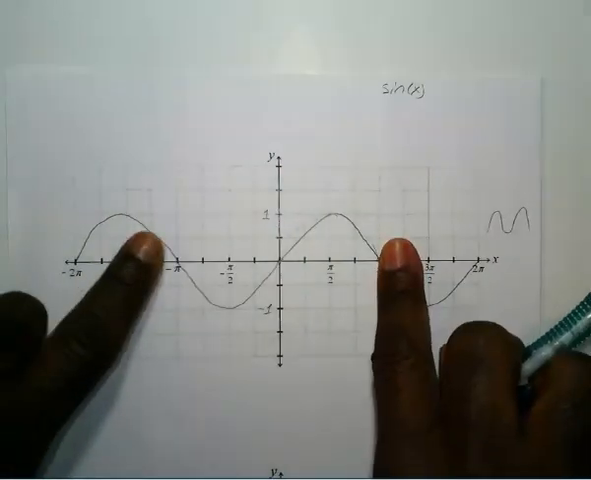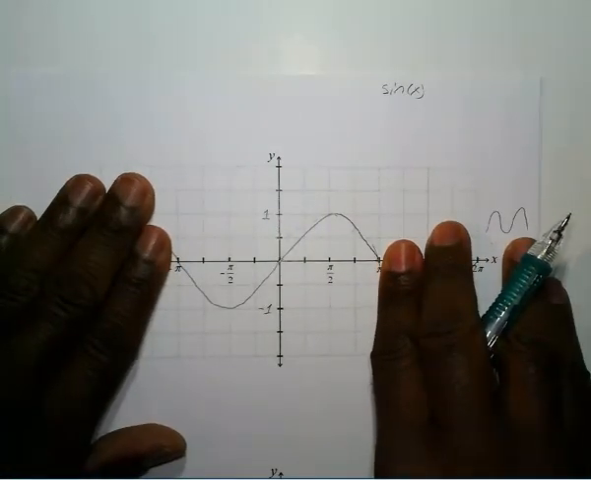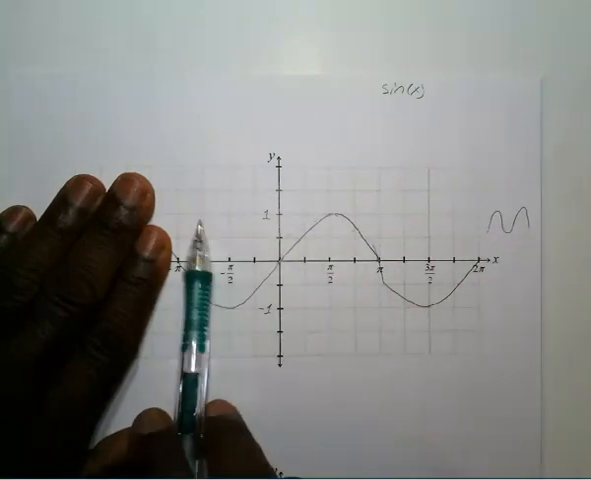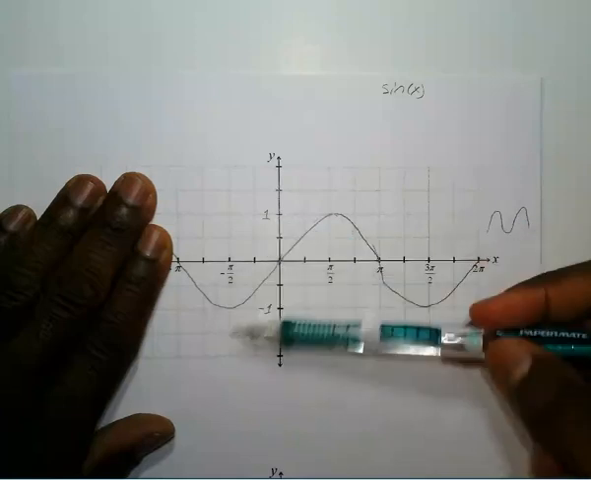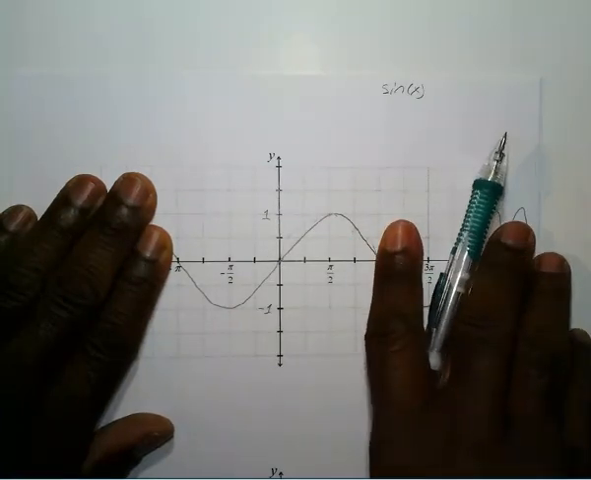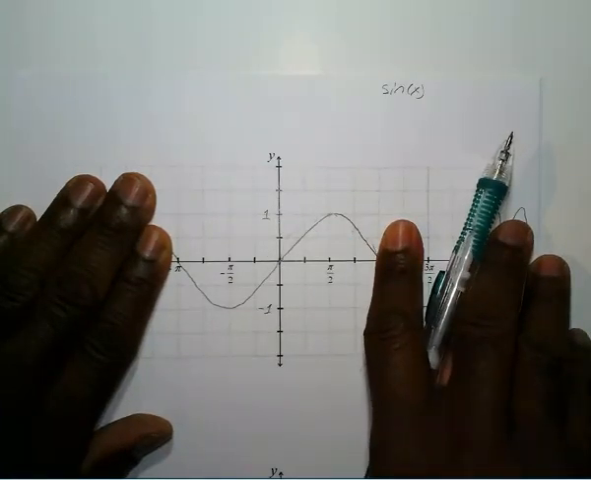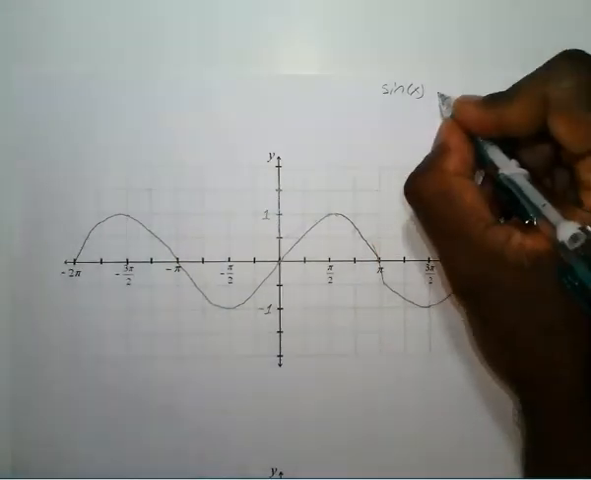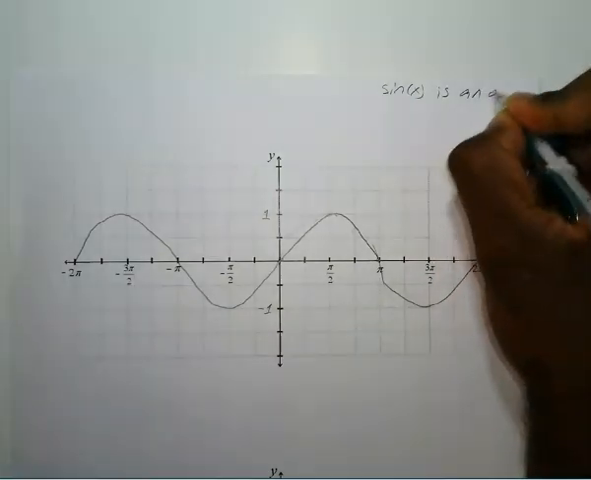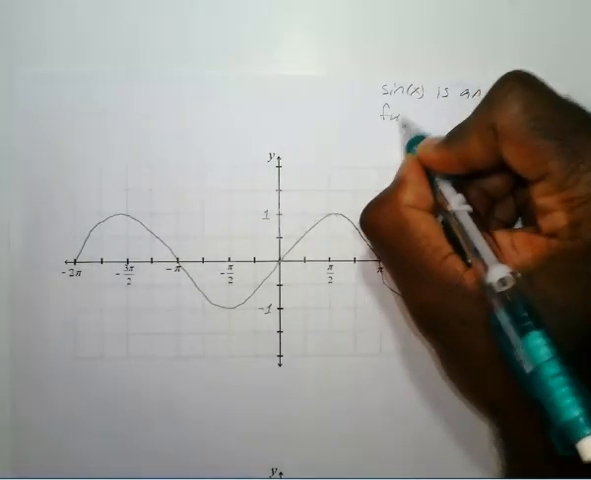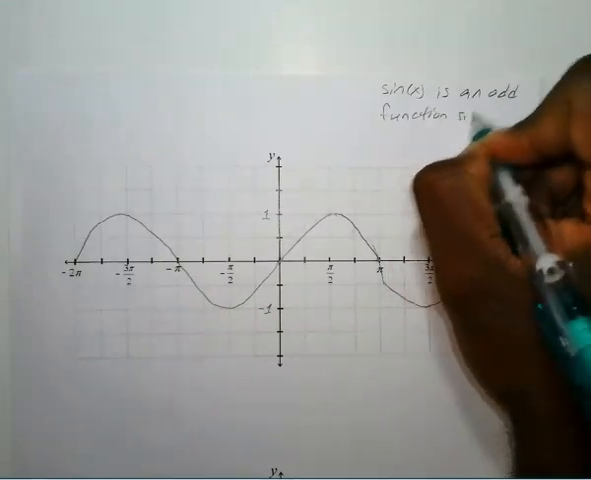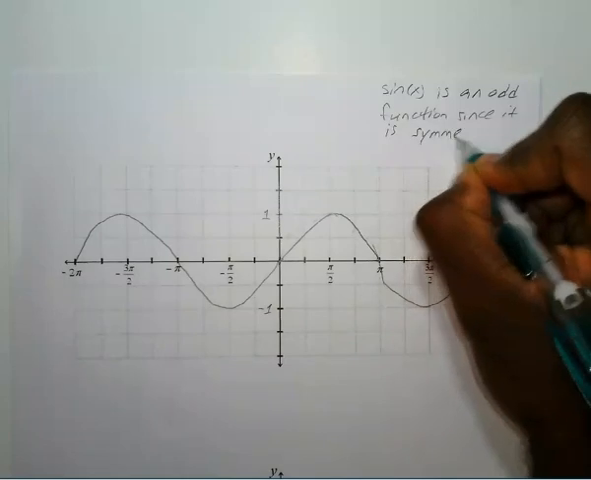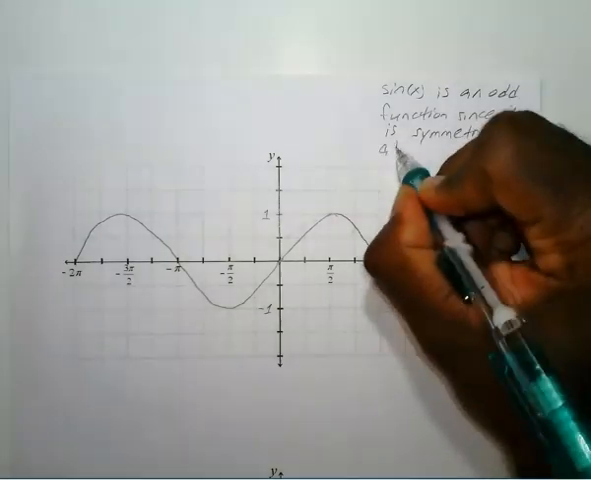If you just pay attention between pi and negative pi, if you take this portion of it and flip it over the y-axis and then again over the x-axis, notice you have an odd function, or an odd graph. So sine of x is an odd function since it is symmetric about the origin.